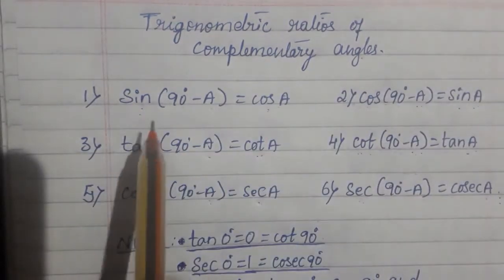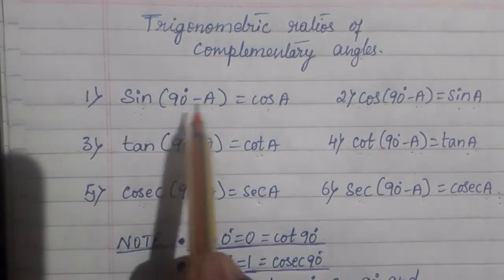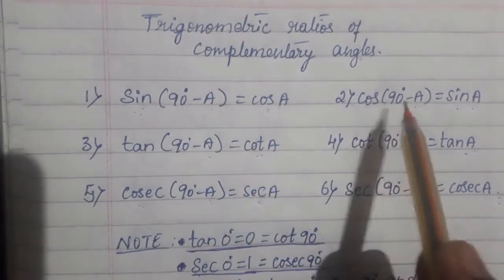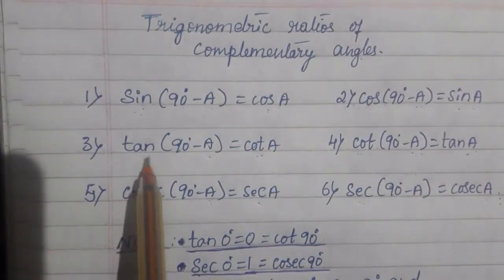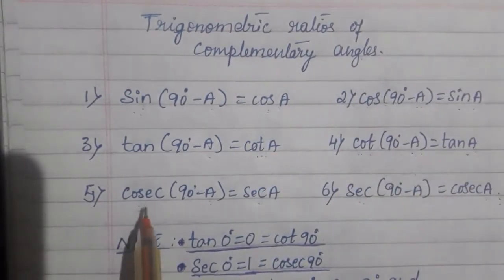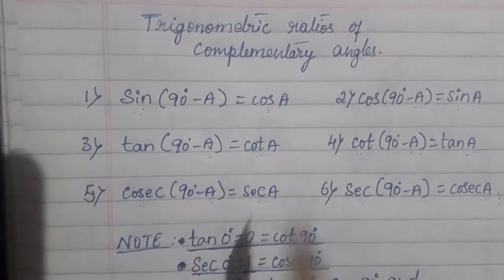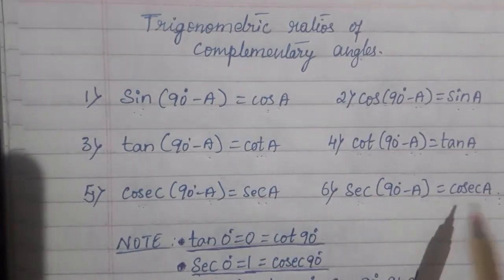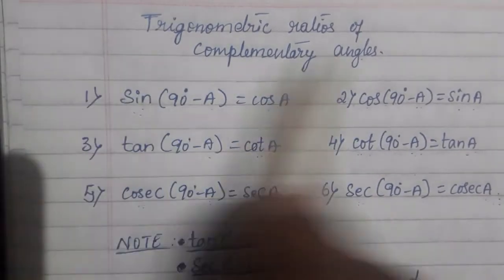Now, remembering these 6 is important. Once again, I am reading. Sin 90 minus A is equal to cos A. Cos 90 minus A is equal to sin A. Tan 90 minus A is equal to cot A. Cot 90 minus A is equal to tan A. Cosec 90 minus A is equal to secant A. Secant 90 minus A is equal to cosecant A. You have to learn this by heart and remember this.